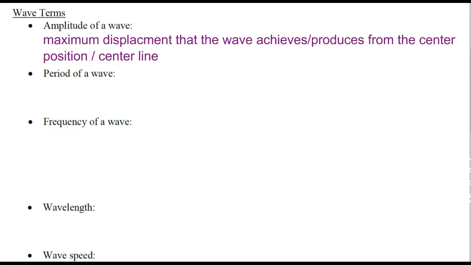And so on a wave shape, if we want to think about the shape of a wave, here's a wave. We measure amplitude from the center line, so from here we measure it this amount up, or this is the amplitude as well. It's the distance to the maximum displacement.